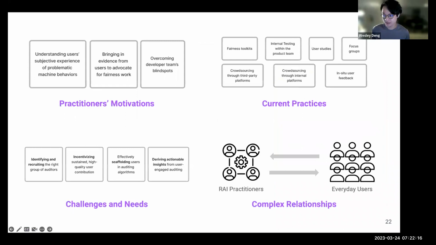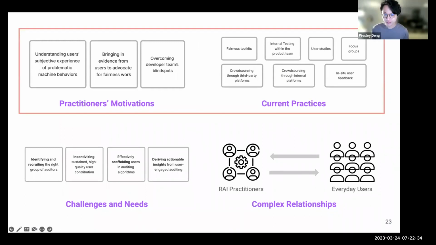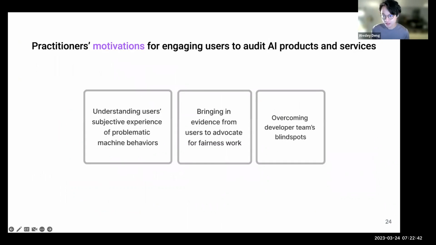Through a thematic analysis, our work surfaced multiple interesting findings, including practitioners' motivations for engaging users, their current practice in user-engaged AI testing and auditing, the challenges and needs around user engagement, and also a complex relationship between industry AI practitioners and everyday users. To start with, practitioners shared a range of motivations and current practices around user-engaged algorithm audits, including understanding users' subjective experience, bringing evidence from users to advocate for fairness work, and also overcoming AI developers' blind spots.